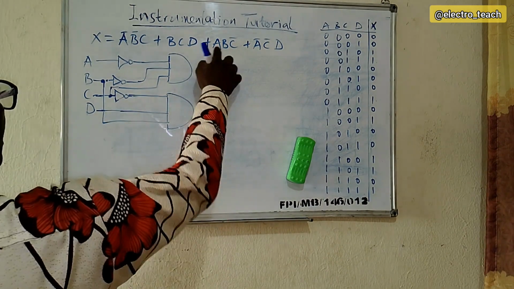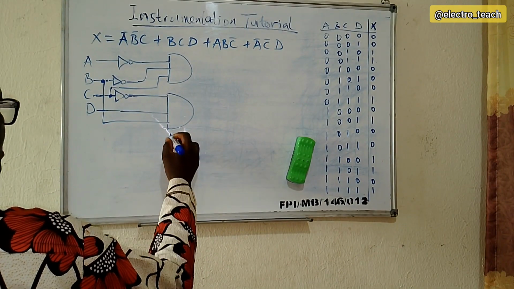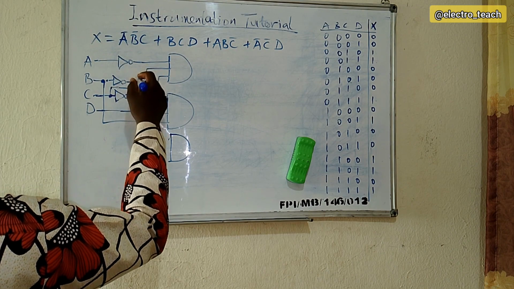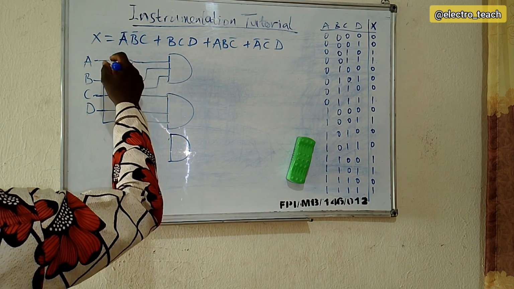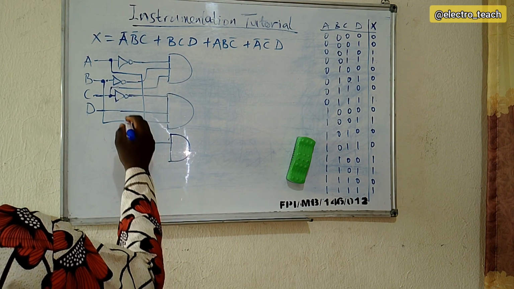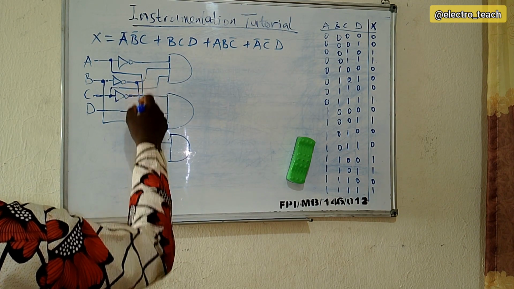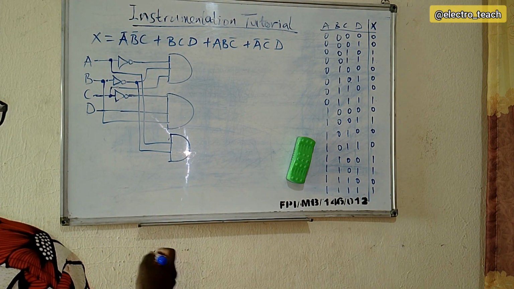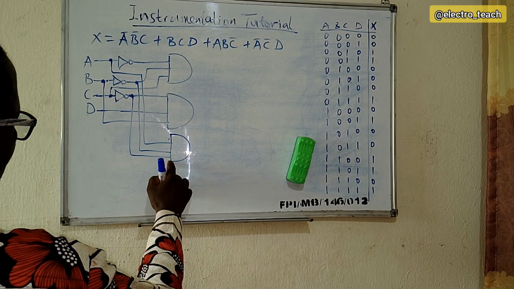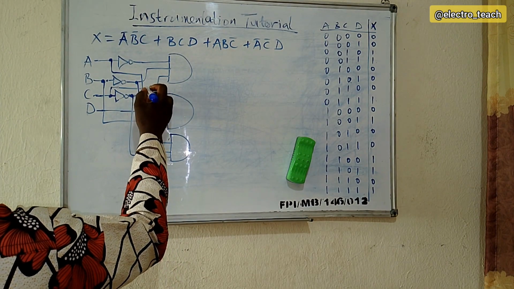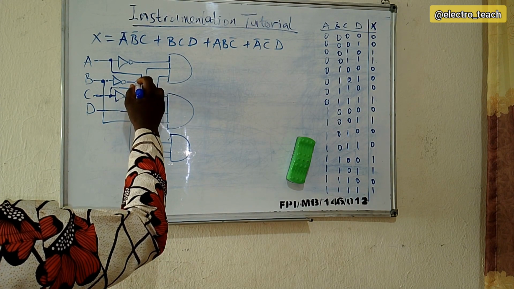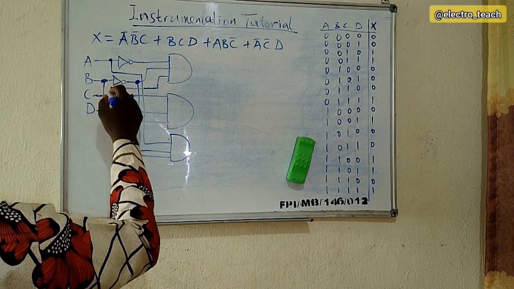Then the next one, A, B, C bar, another AND gate. A, B, C bar, we can bring A down from somewhere. Let me use this place. A, then B, then C bar. C bar is coming from here. Alright. These ones are just crossed, they are not connected. When the wires cross and are connected, there is a dot at the point of connection. Okay.